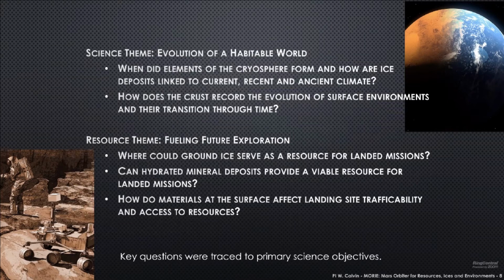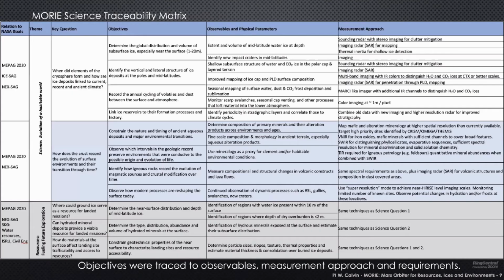These key questions were traced to our primary science objectives. So I'm not going to spend a bunch of time going through the MORIE Science Traceability Matrix. Just to say that these key questions were linked to then 8 objectives for the physical parameters, as well as approach and measurement requirements. And so the details of this will be both in the posted presentation and then also in our final report. And I want to point out here that the resource objectives don't require any new technology or new instrumentation. We're using the same techniques as we're using to approach the science.